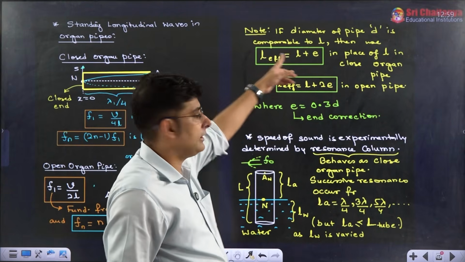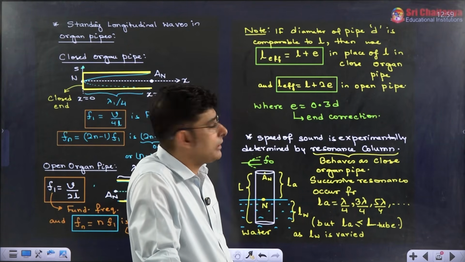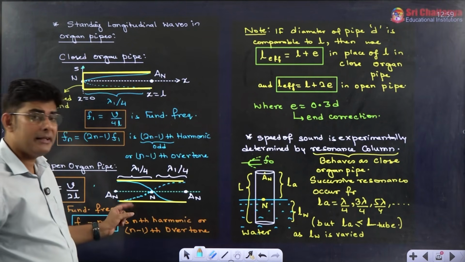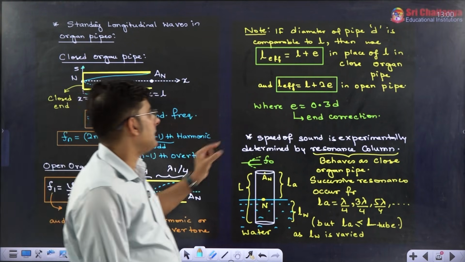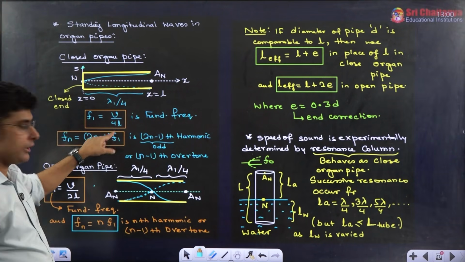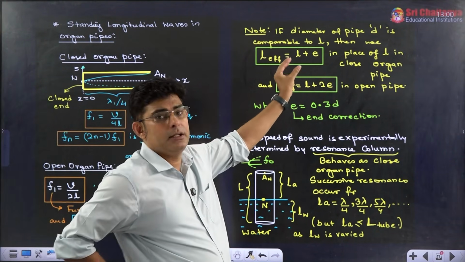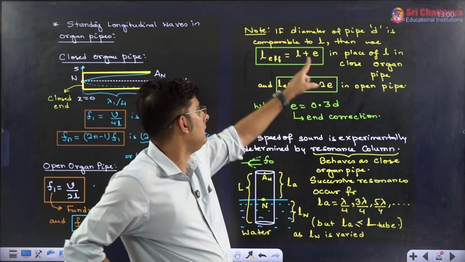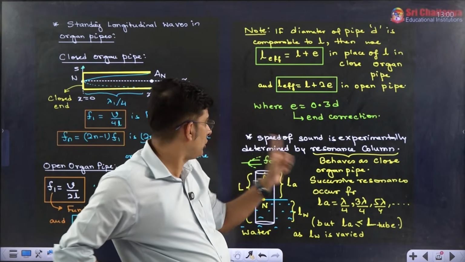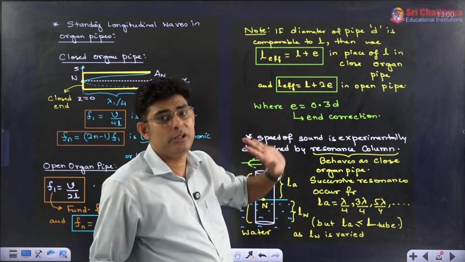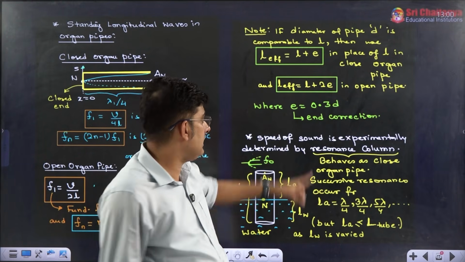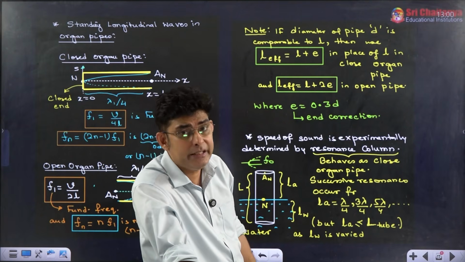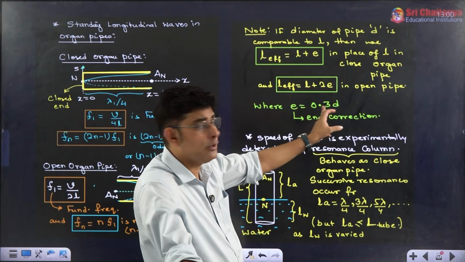Now, sometimes you will see practical pipes whose diameter is comparable to the length. In that case, it is observed that the antinode which has to be formed at the open ends is formed slightly outside. So in that case, whatever formula we are using with L for frequency, you have to change the length and take the effective length. In place of L, you will take L plus E. If there is a closed organ pipe, only one end correction, so L plus E. If open organ pipe, both end antinodes will be shifted outside, so L plus 2E. This is to be taken as the effective length, where E is called the end correction, whose value has been calculated experimentally as 0.3 D. If D is the diameter of the pipe, E is 0.3 D.